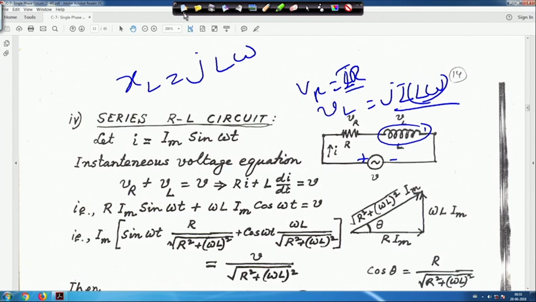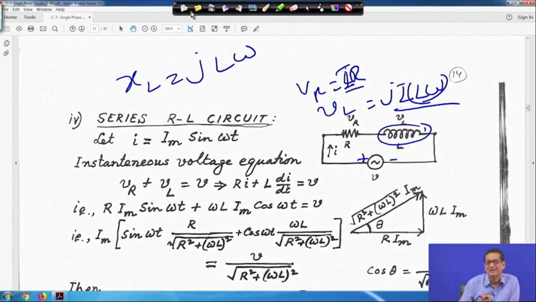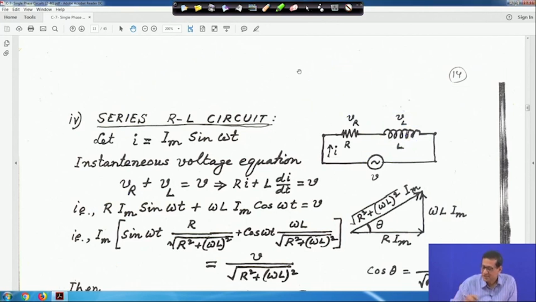Therefore, for a purely inductive circuit, we have seen it is jLω, and the current lags the voltage by 90 degrees. It was basically on the imaginary axis. So, jLω. So, this is your R and this is jLω.